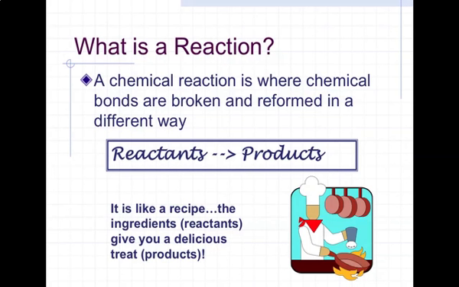If you're in DECA, that sort of thing, you can think of products as the things you're forming, those things that you're going to end up selling. Those are your products. And it's also like a recipe. You take the ingredients, those are your reactants, put them all together in the special ways that you need to, and you get a delicious treat like chocolate chip cookies as your product at the end.